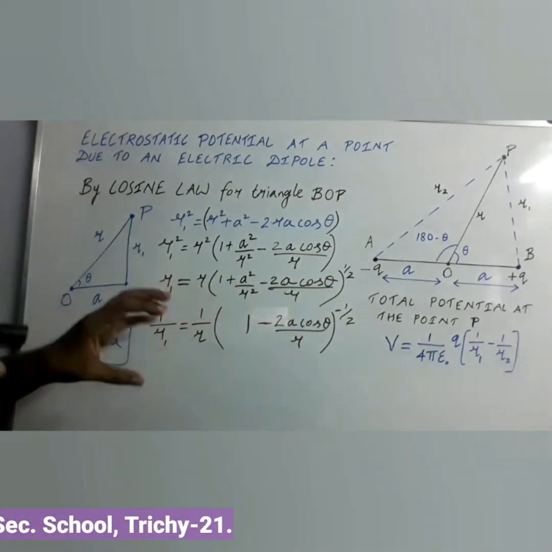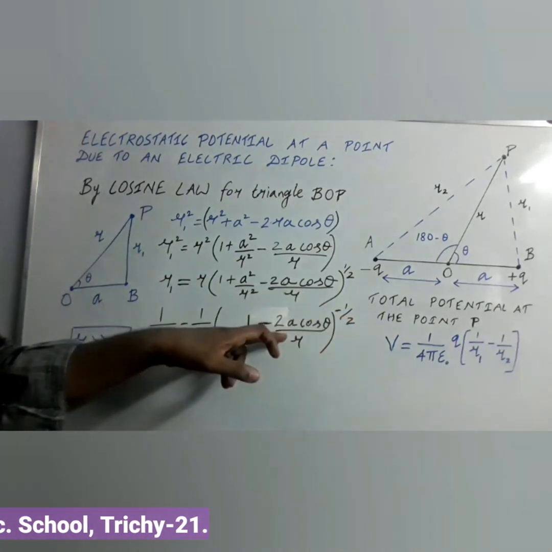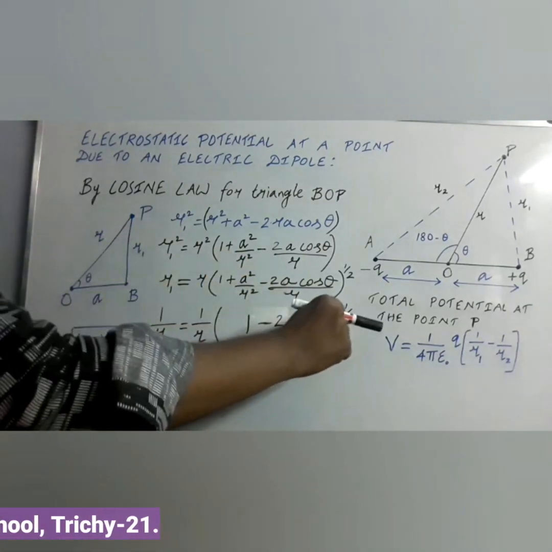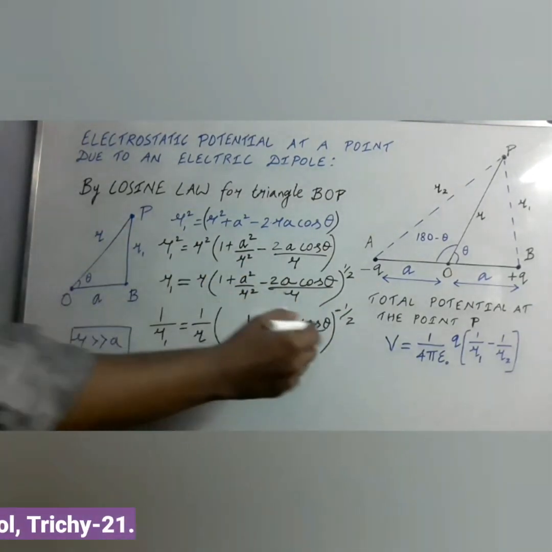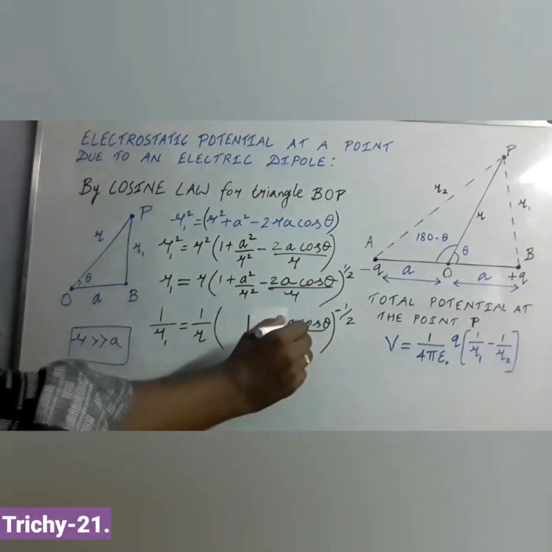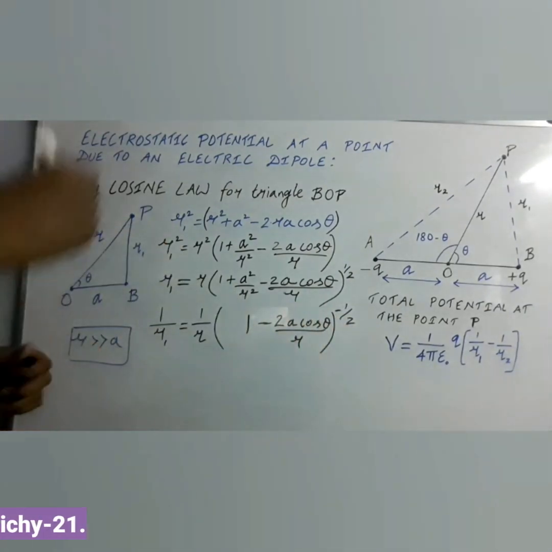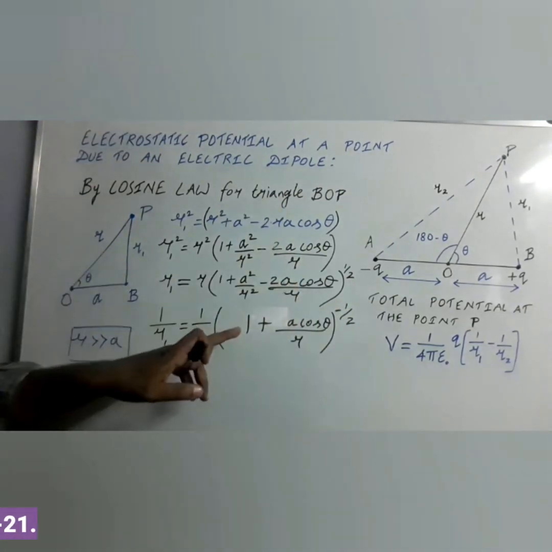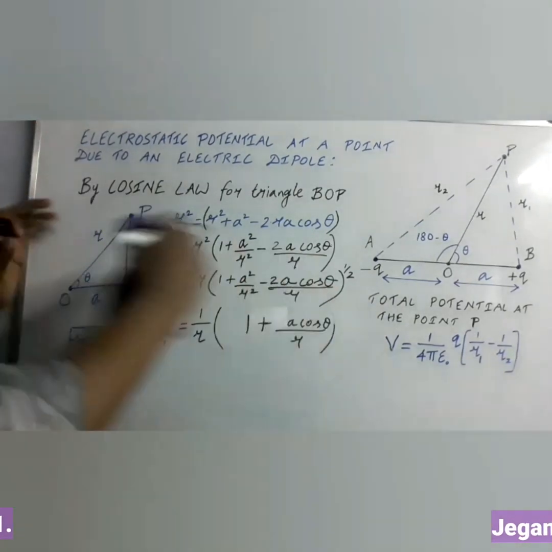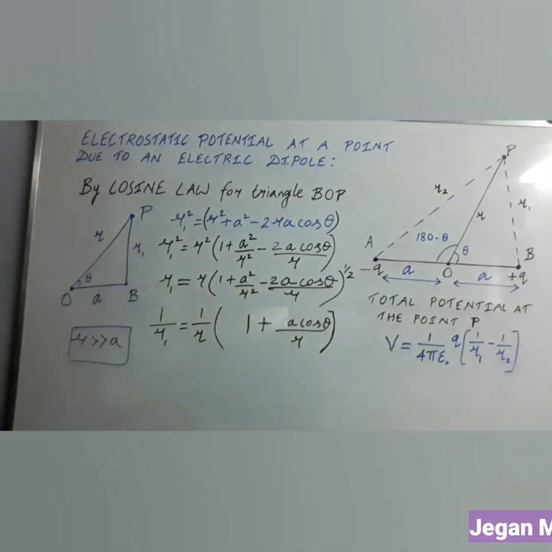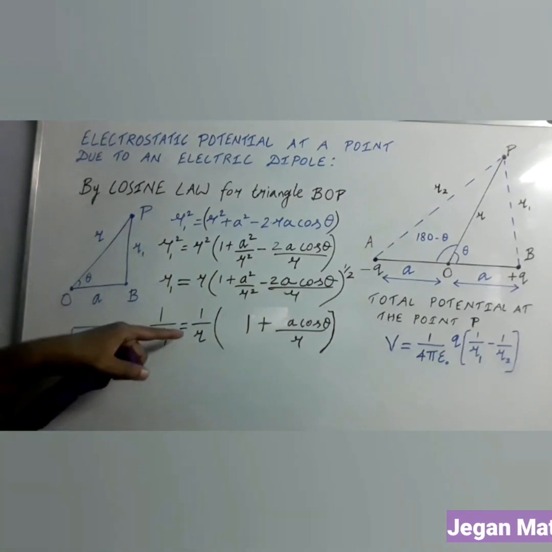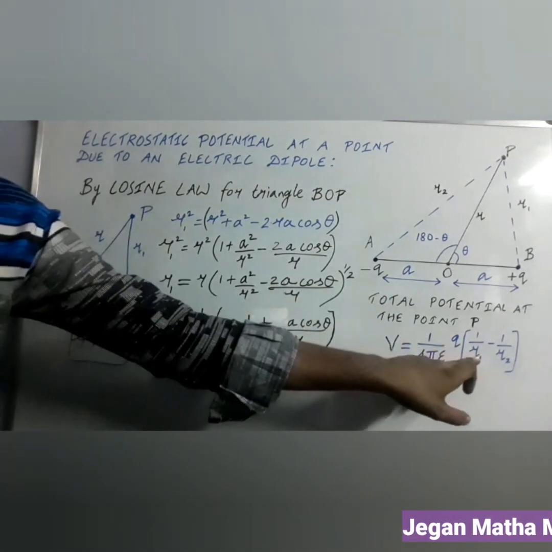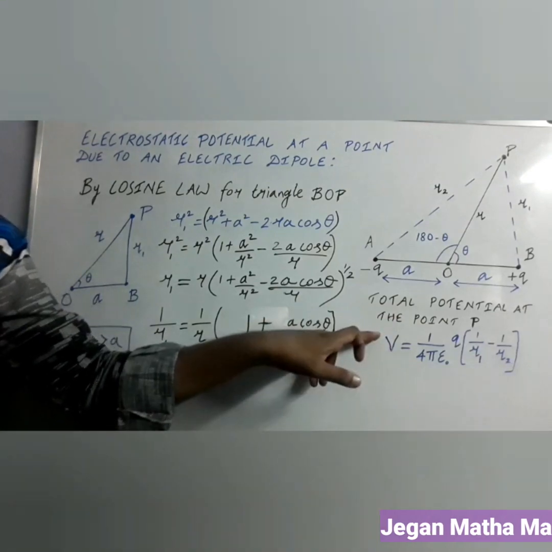Now we are going to use the binomial theorem. The power value can be multiplied with the second value. So power minus 1 by 2 can be multiplied with the second one. Minus into minus is plus. 1 by 2 can be multiplied with this value, so 2 can be cancelled. What is the remaining thing? Minus into minus plus, 2 cancel. What is the value here? 1 plus a cos theta by r. Now you have found the value of 1 by r1: 1 by r1 is equal to 1 by r within a bracket 1 plus a cos theta by r. That one we are going to apply in an expression to find the total electrostatic potential.